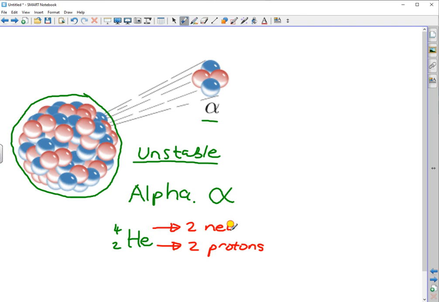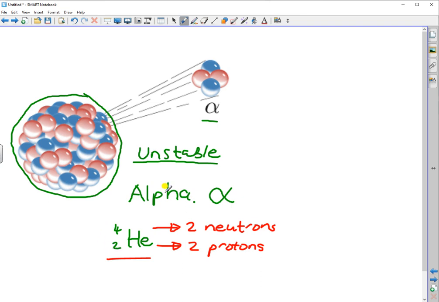Now, this alpha particle is not a helium atom. It is a helium nucleus, okay? A helium nucleus. It is not a helium atom. It is a helium nucleus, okay? So please don't think of it as an atom. It's not, because it doesn't have the electrons which correspond with it, okay?